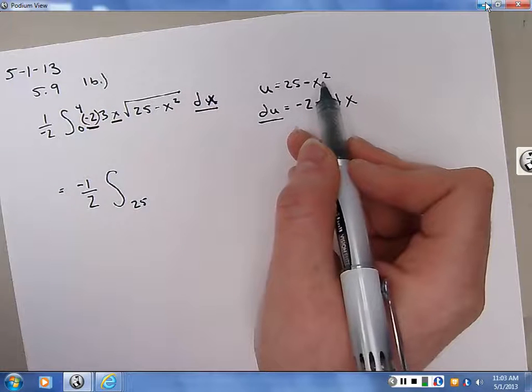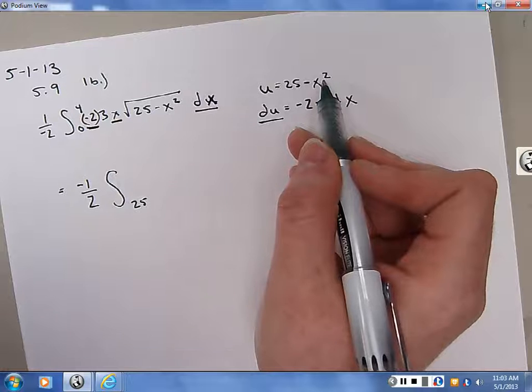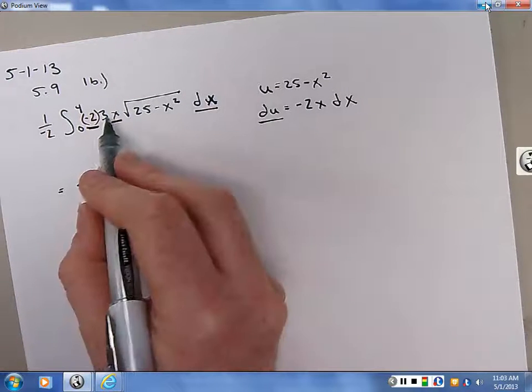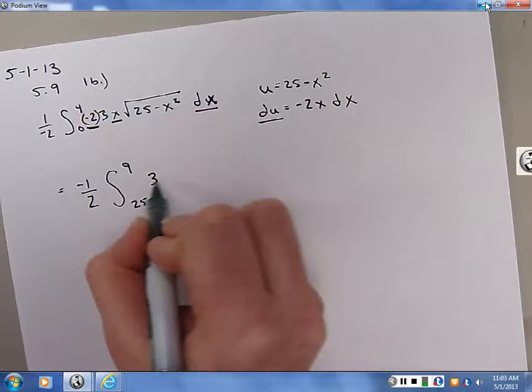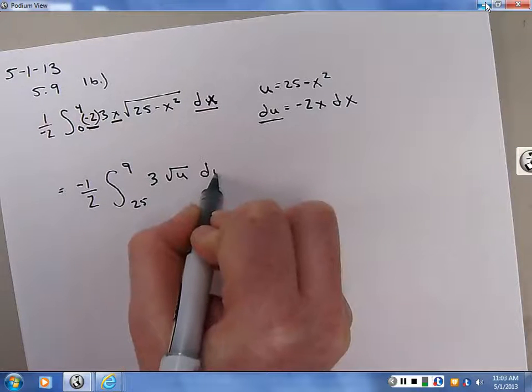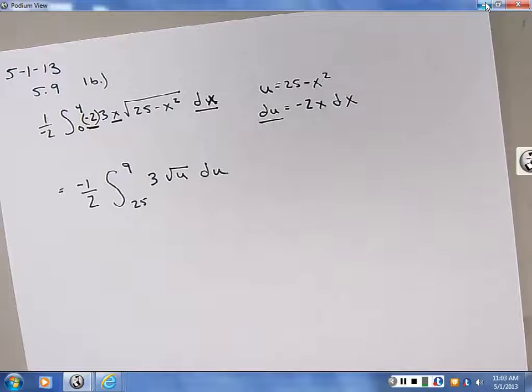25 minus 16, so 9. So then I'm left with the 3, and then I have the square root of u, and then I have du. Okay? So it turns out, you see this negative?